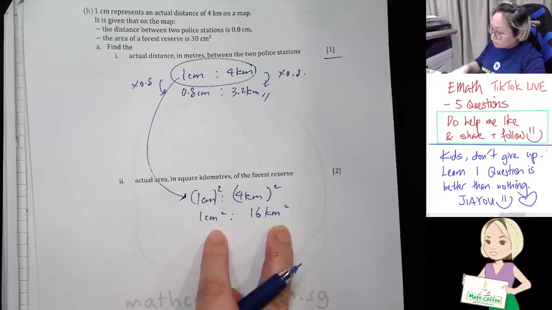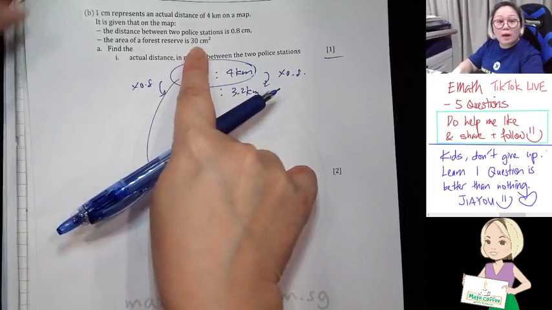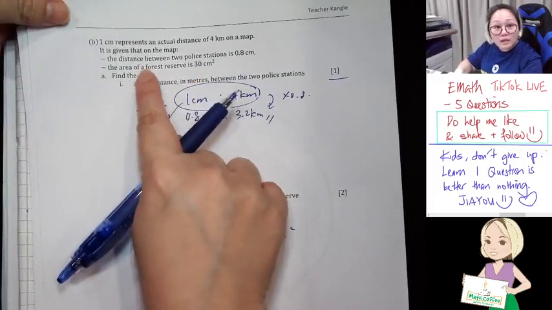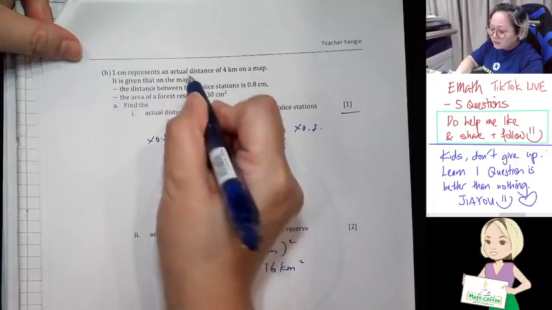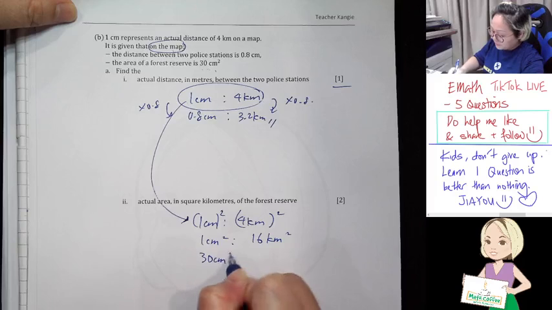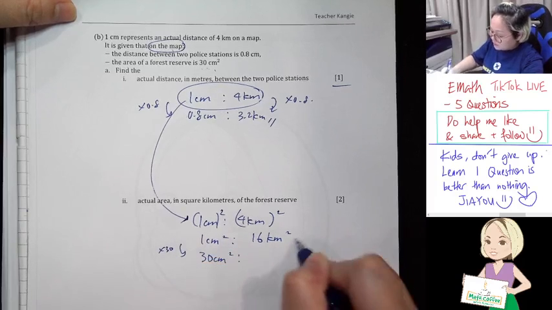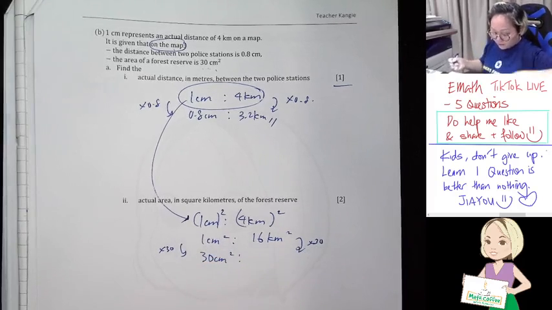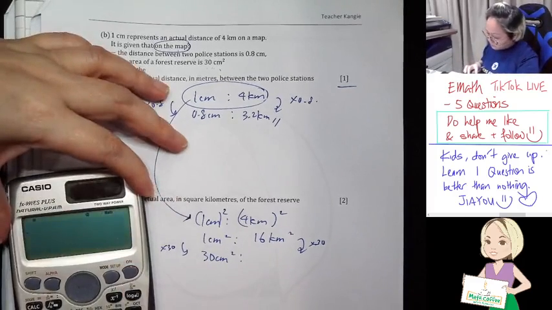Okay. So now this 30 cm square, take note, they did tell us this is on the map. So 30 cm square is put on the left hand side. So that means it's times 30, this side also times 30. So it will be, where?